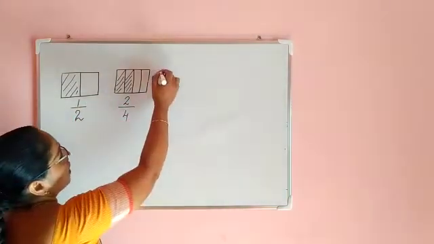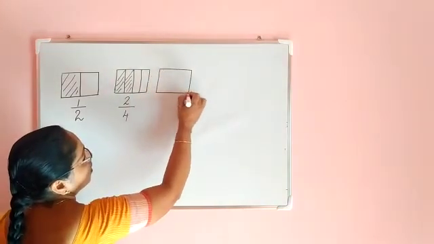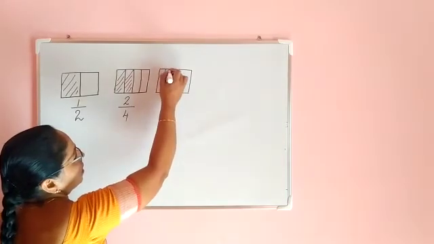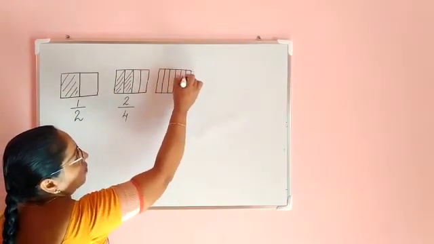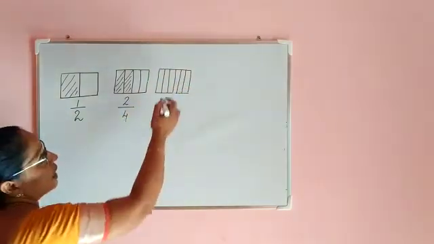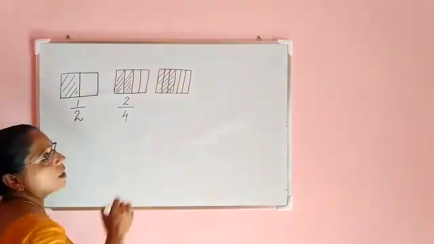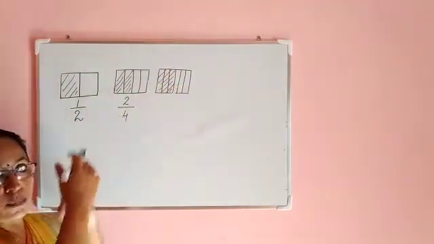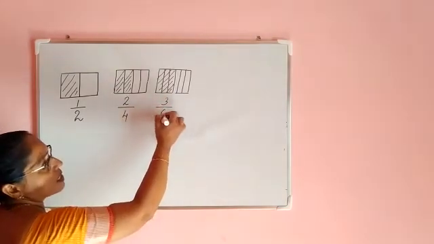Okay. Now, again, the same piece of cake is divided into 6 parts. 1, 2, 3, 4, 5, 6 equal parts. And I am taking out 3 parts. Okay, so what is the fraction of the shaded part? The parts which are taken out. That is equal to 3 by 6.